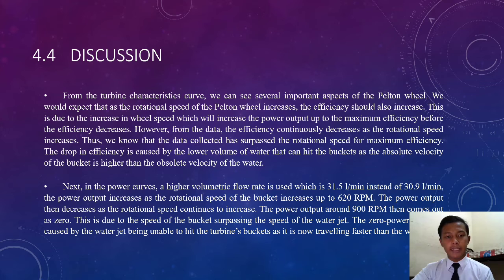Then we move to the discussion. From the turbine characteristic curve, we can see several important aspects of the Pelton wheel. We expect that as the rotational speed of the Pelton wheel increases, the efficiency should also increase. This is due to the increase in wheel speed, which will increase the power output up to the maximum efficiency before the efficiency decreases. However, from the data, the efficiency continuously decreases as the rotational speed increases. Thus, we know that the data collected has surpassed the rotational speed for maximum efficiency.